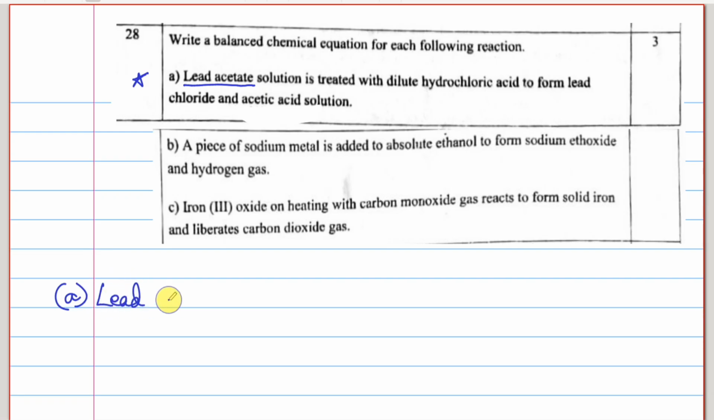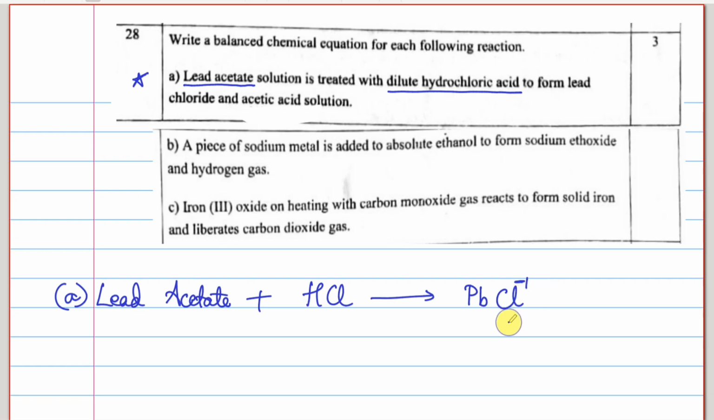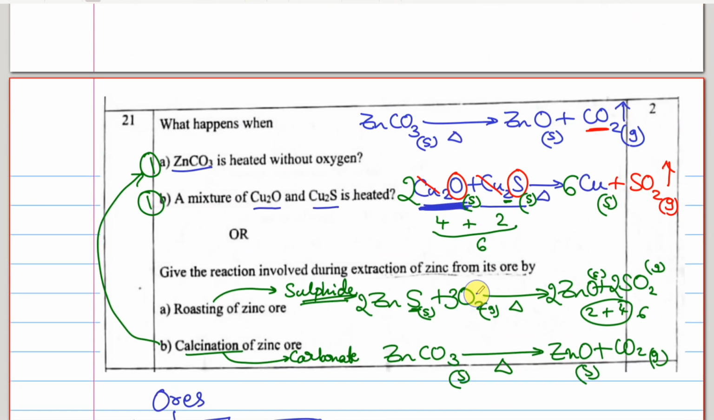So let me just write down lead acetate. This is reacting with dilute hydrochloric acid. We do not know the formula of lead acetate for now, but we know the formula of hydrochloric acid, HCl, to form lead chloride. We do not know the valency of lead, but we know the symbol of lead. Lead is Pb and chloride is Cl. We know chlorine is a halogen, so its valency will be -1. And if in case you do not know the valency of Pb, they had given you Pb's valency somewhere before.